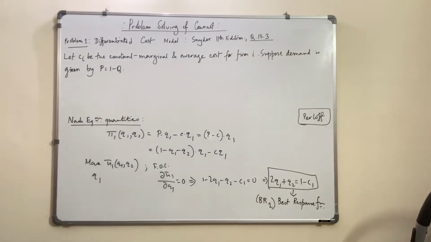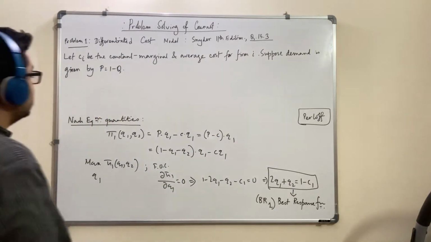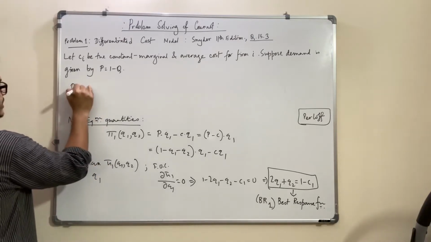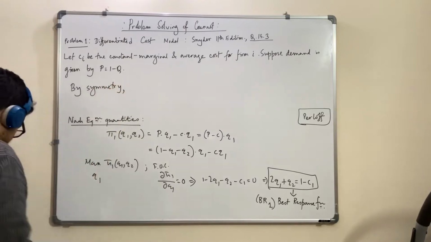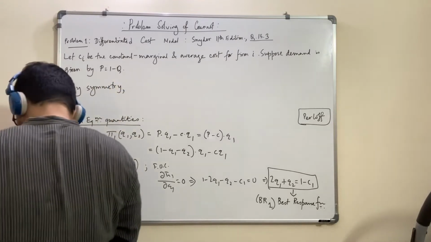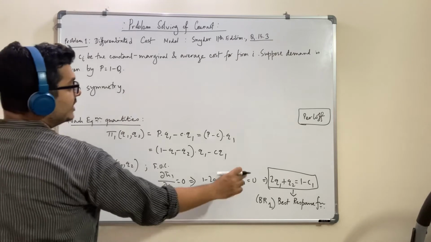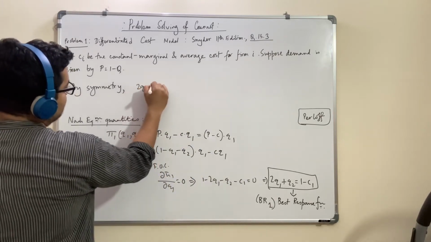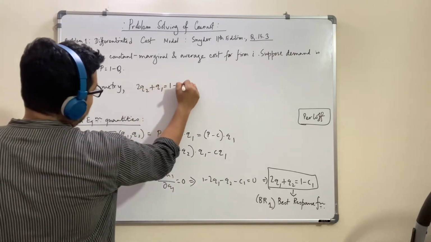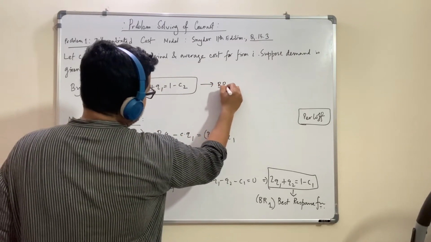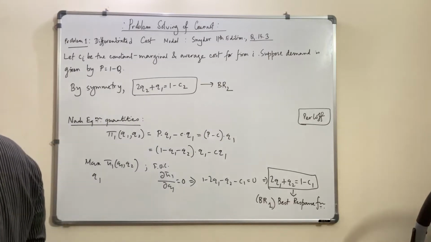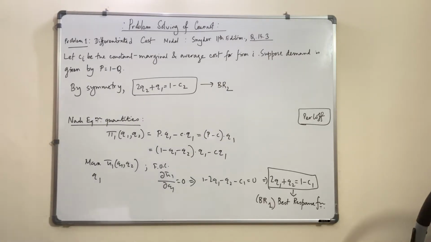If you are not convinced, you can calculate for yourself and see that indeed this is the result. So by symmetry, 1 and 2 will interchange. So 2q2 plus q1 equal to 1 minus c2. So this is my best response function for firm 2. It will be used again, obviously, while we will be solving part B of this question.